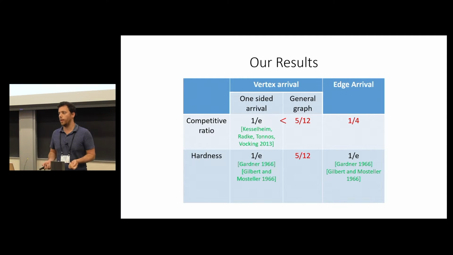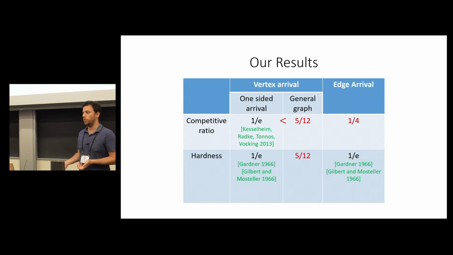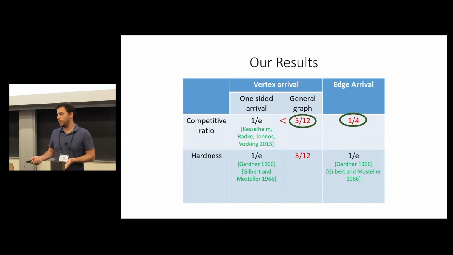Also, we improved the constant for the edge arrival, and we showed that it's possible to achieve 1/4 instead of 1/2e. In this talk, I'm going to focus on the positive results, although the hardness result is the most technical part of the paper. I will show today the two algorithms and the main ideas of their analysis.